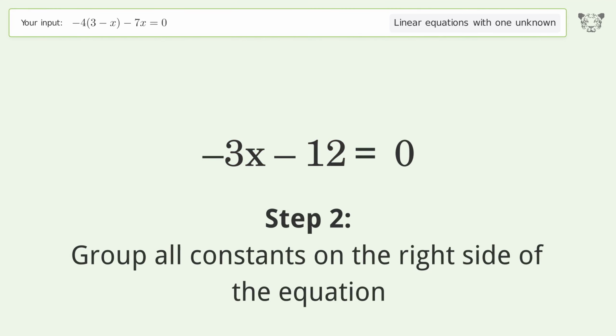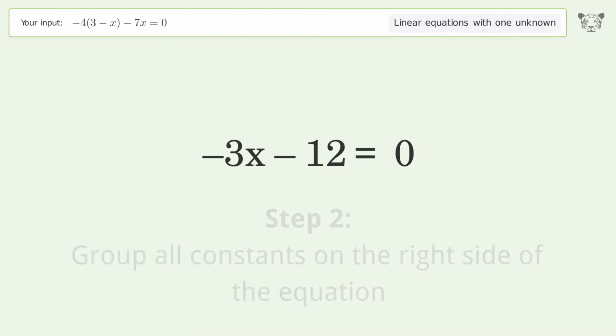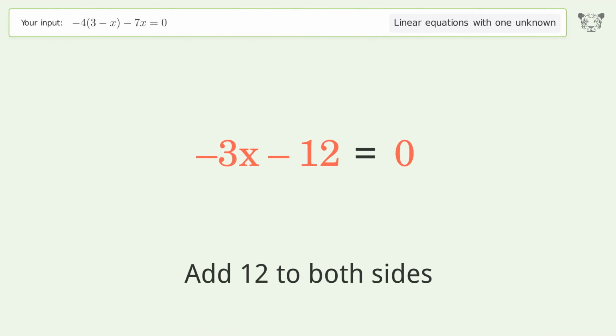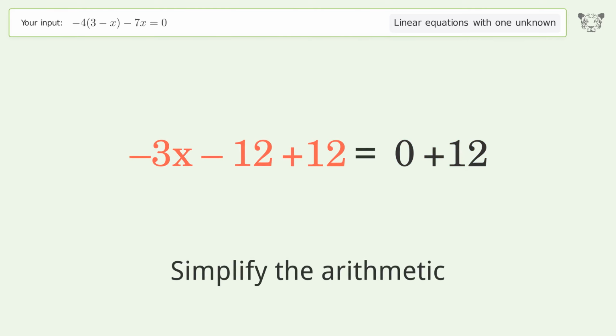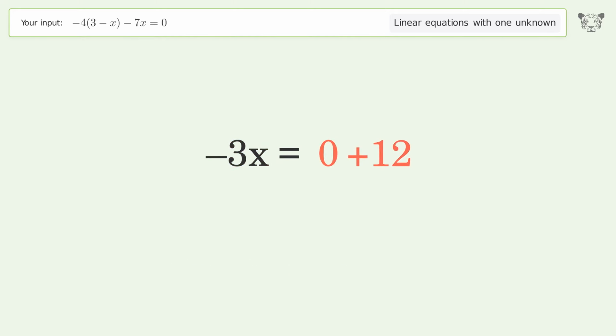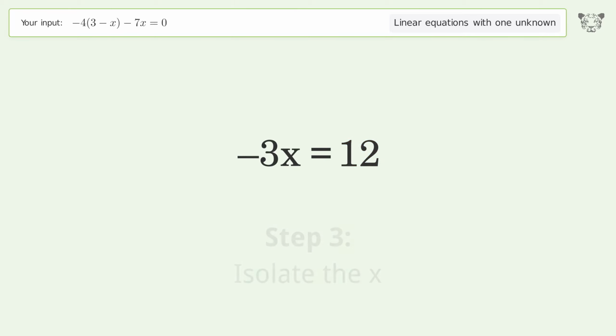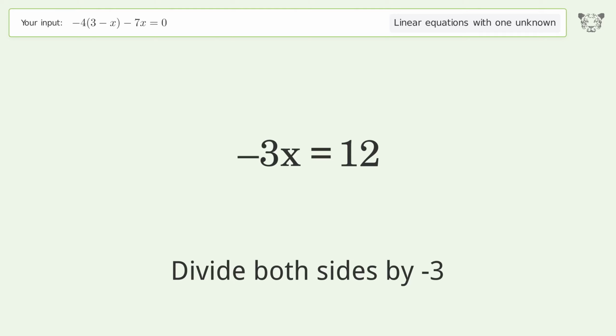Group all constants on the right side of the equation. Add 12 to both sides. Simplify the arithmetic. Isolate the x. Divide both sides by -3.